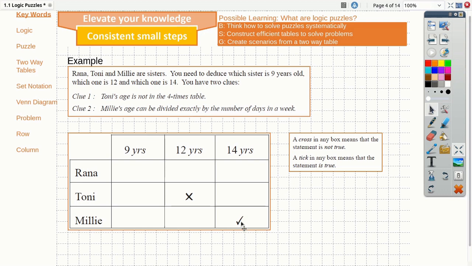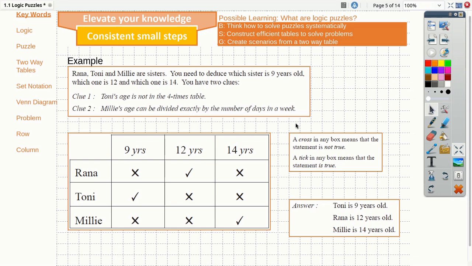From Millie being 14 years old, we can now see that Tony can't be 14 because that option has already been chosen. So Tony must be 9 years old. And just to tidy it up, we can put some crosses in these empty boxes. Finally, if we look at Rana, 9 years old has already been taken, so that must be a cross. 14 years has been taken, that must be a cross also, so Rana must be 12 years old.